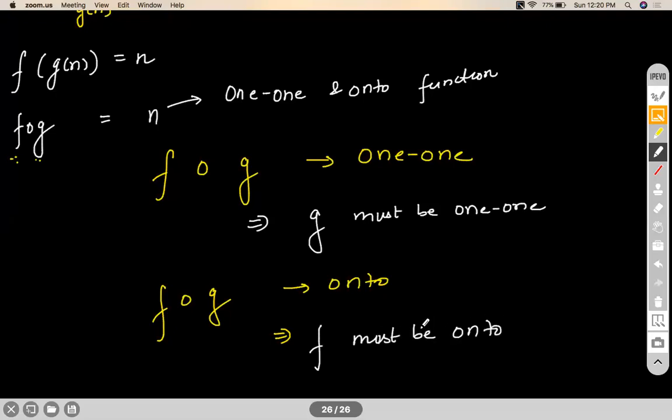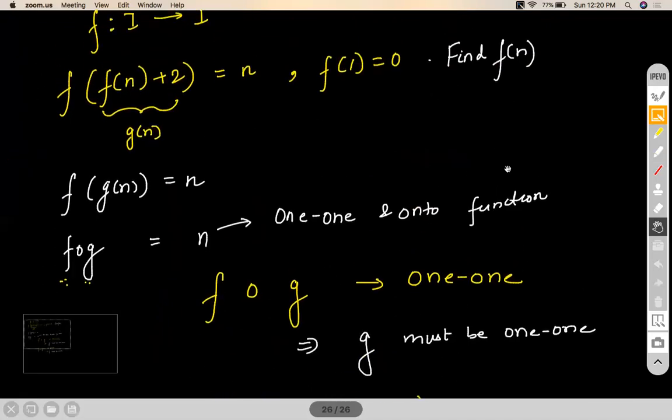I think I had given this as a property to you when we did the types of functions. Please revisit those notes. I think I had discussed with you in the chapter inverse functions, because I needed this 1-1 and onto concept to talk about inverse of a function. Okay. So G must be 1-1. Okay. And F must be onto.